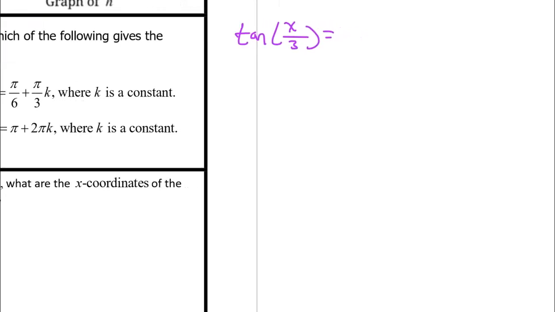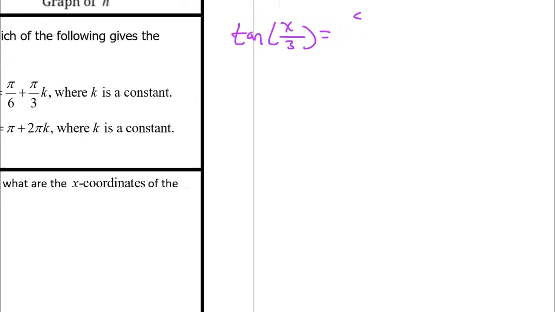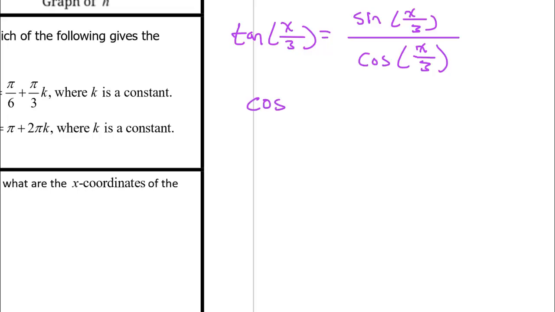Remember, the tangent of x over 3 is equivalent to the sine of x over 3 divided by the cosine of x over 3. Tangent is sine over cosine. So the question is, where is this expression undefined? Well, that will be wherever the denominator is equal to 0. So we can find the asymptotes by setting cosine of x over 3 equal to 0 and solving.